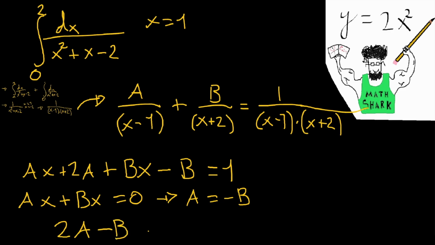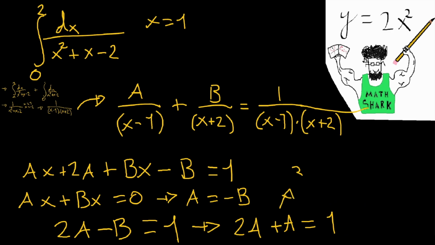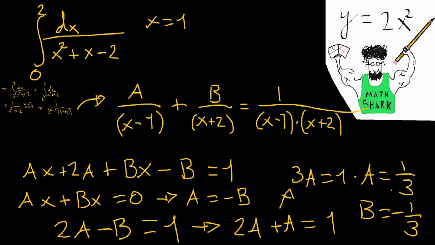2a minus b equals 1. And then we can sub in minus b for a, which gives us 2a plus a equals 1, which is 3a equals 1, gives us that a equals a third. And since a equals minus b, b is equal to minus 1/3.